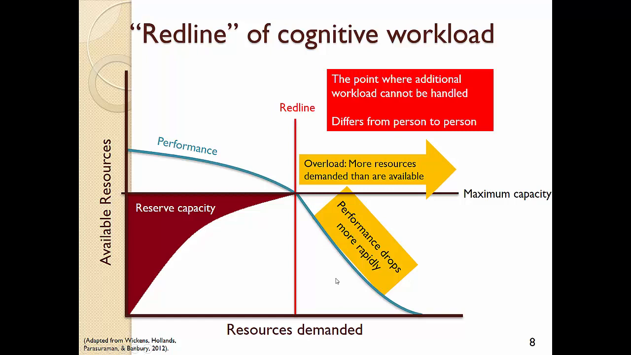So if you want to detect that a driver is reaching their limit, you don't want to wait until they're starting to crash to go, oh, there's their limit. So some of the research we do in my lab, and I'll show you some slides later that illustrate some of this, has to do with detecting where this red line is by using other sorts of measurement techniques.